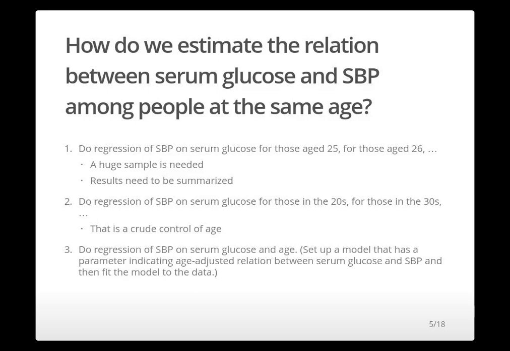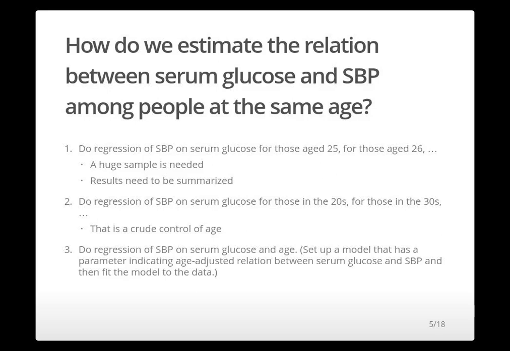Also, we are controlling for age in a more crude way than before, because in this approach, age variations within each 10-year age group are ignored. But age differences within each 10-year age group may have some effect. For example, those aged 59 may tend to have higher levels of systolic blood pressure and serum glucose than those aged 50. In addition, we still have to statistically summarize different estimates of the regression coefficient for the 10-year age groups.